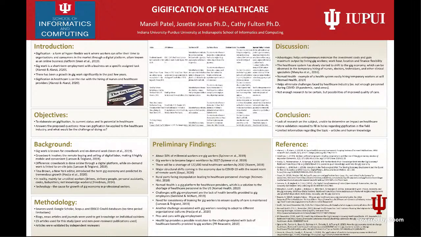So the methodology portion of my paper: the literature review was conducted through searching Google Scholar, Scopus, and EBSCO CINAHL Complete databases, where no time period limitation was needed since gigification is a fairly new topic. Non-peer-reviewed publications such as blogs, news articles, and journals were also selected for the study because we needed to get insight on individual opinions, as well as the latest news updates regarding gigification in healthcare. A total of 23 articles were used for this study, including both peer-reviewed and non-peer-reviewed publications. The articles were validated by independent reviewers.